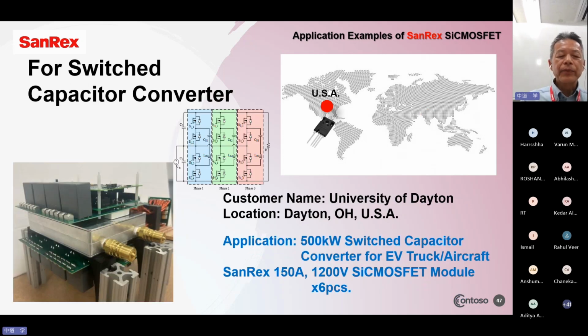And next example, switched capacitor converter, coming from USA. Customer name, University of Dayton. They are located in Dayton, Ohio, USA. This is the picture and diagram. The application is a 500 kilowatt switched capacitor converter for EV truck and aircraft. They use 150 amp 1200 volt silicon carbide MOSFET module, 6 pieces in this unit.